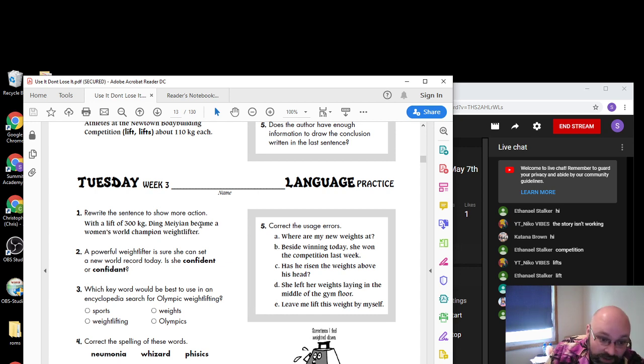For Tuesday, we have rewrite the sentence to show more action. So this one, there are a bunch of different ways that you could do it. I scribbled out an answer earlier to this one. With a lift of 300 kilograms, Ding Meilan became a women's world champion weightlifter.